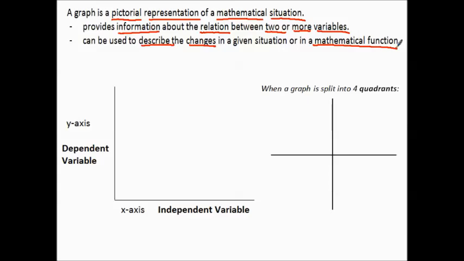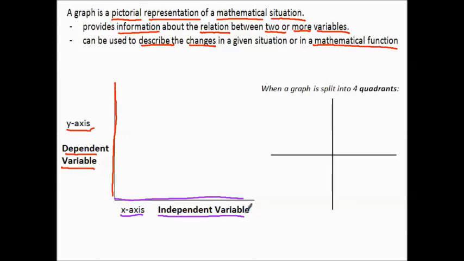First, we're going to take a look at our typical graph here. We have the y-axis right here, which is vertical, and we have the x-axis right here, which is horizontal. My y-axis is my dependent variable, and my x-axis represents my independent variable.